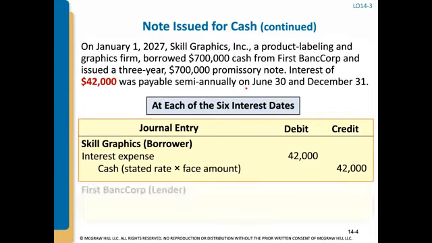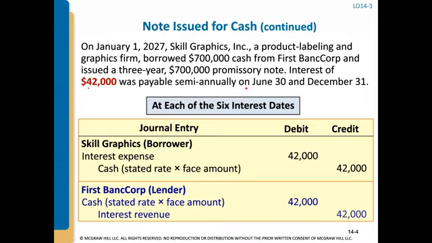There are going to be 6 interest payments made because it's a 3-year note and interest payments are made semi-annually. The borrower has to pay the interest, so they're going to debit interest expense every 6 months for $42,000 and credit cash for $42,000. That interest payment is the stated rate times the face amount. We're not told in this, but the stated rate is 6% because it's 12% divided by half.